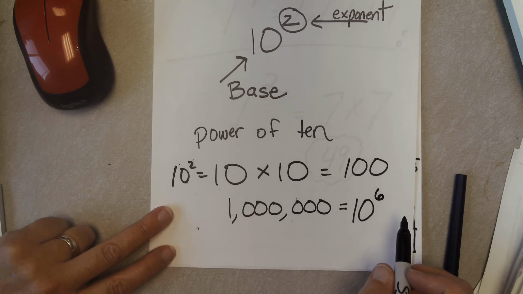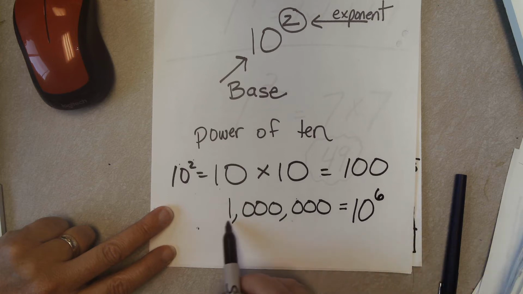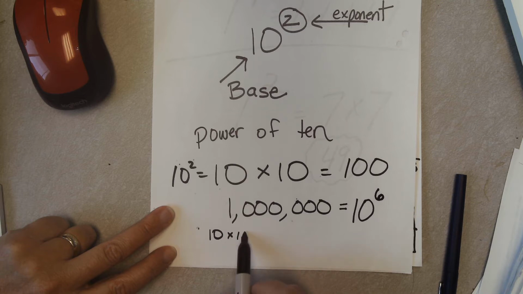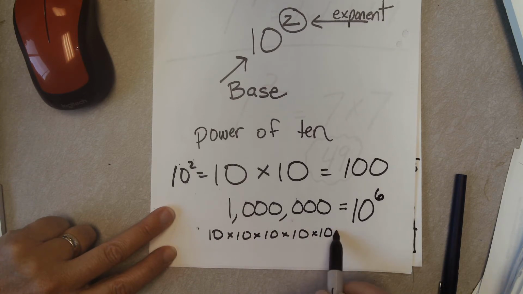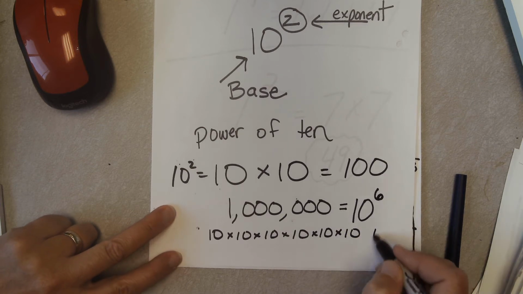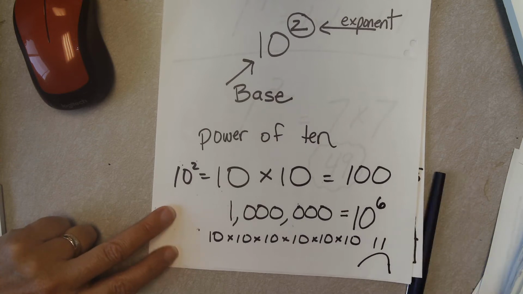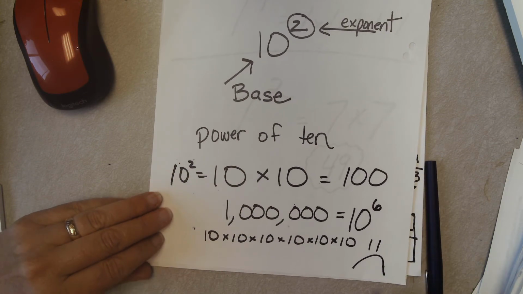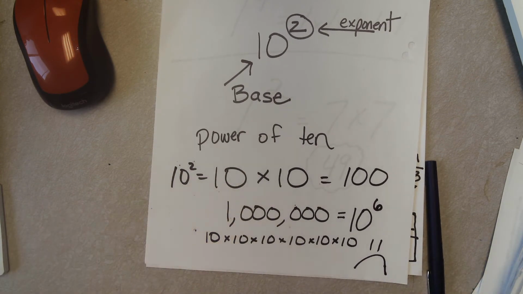There were 6 zeros. So she knew that in order to get this big number, she multiplied 10 times 10 times 10 times 10 times 10 times 10. Ooh, who wants to write all that out? Frowny face. Nobody wants to write all that out. Okay.